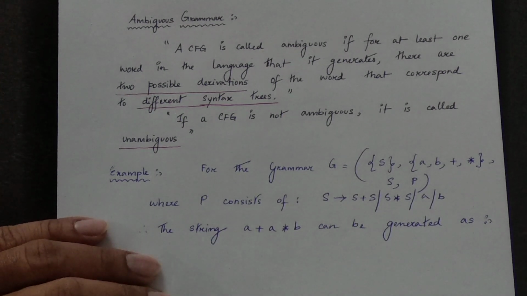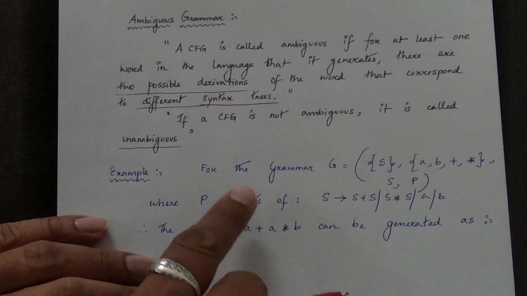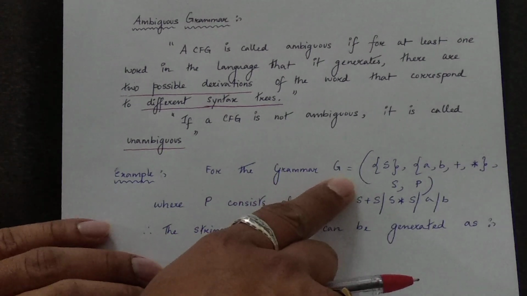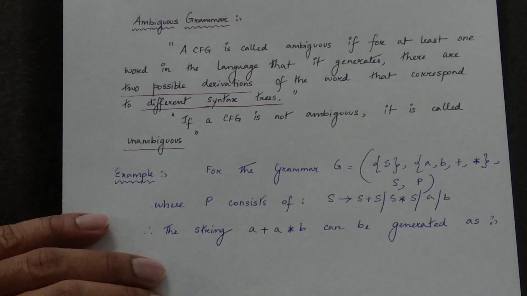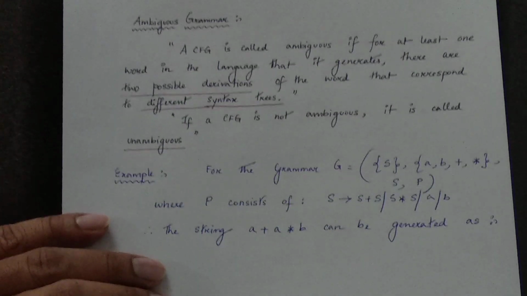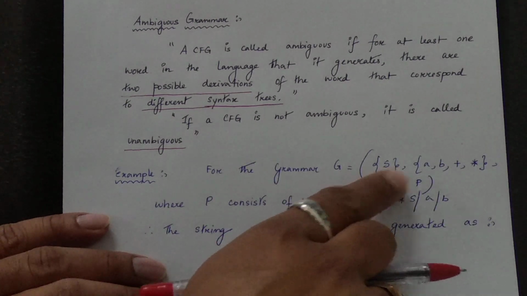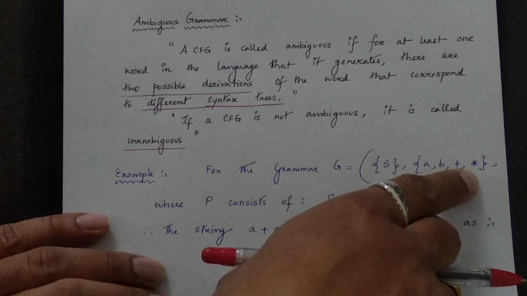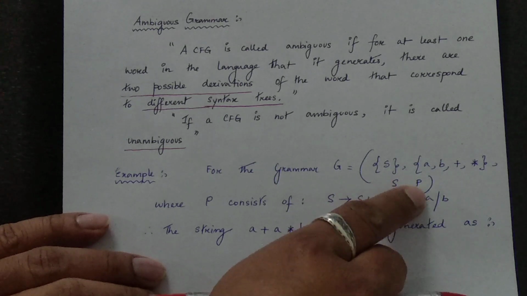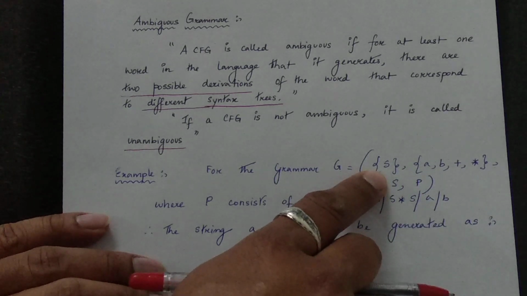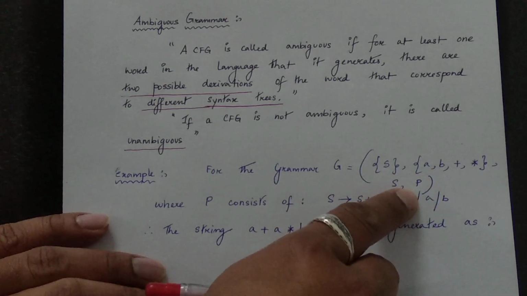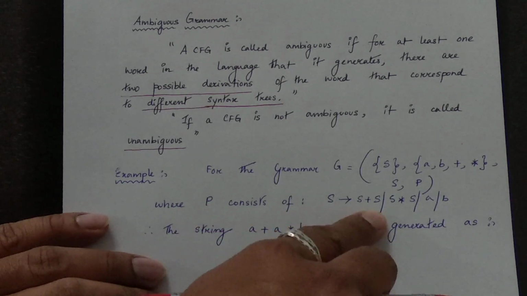Now let us move to the example where you will be able to understand what these two possible derivations and two different syntax trees are. The example says, for the grammar G, given by this one, that is your start symbol, capital letter S, then a, comma, b, comma, plus and asterisk, and then S and P. So these are nothing but VN, VT, S and P, correct? Now P is given by these production rules.